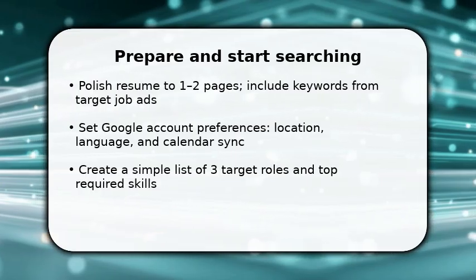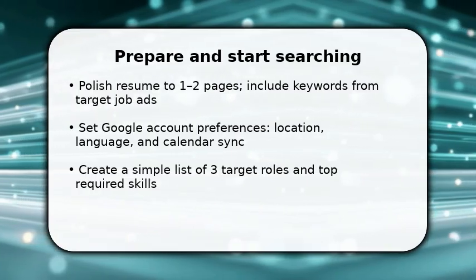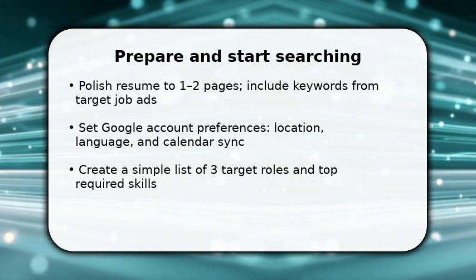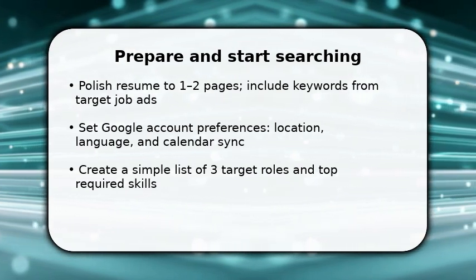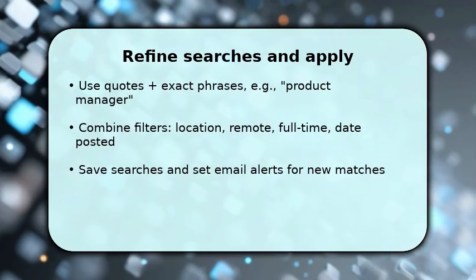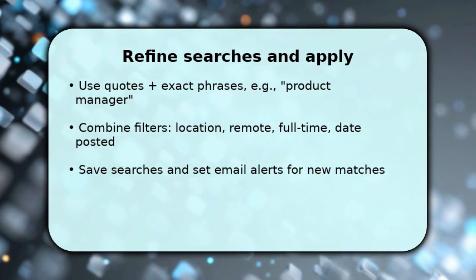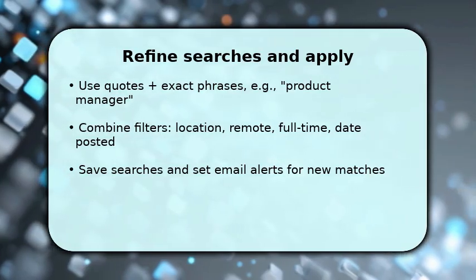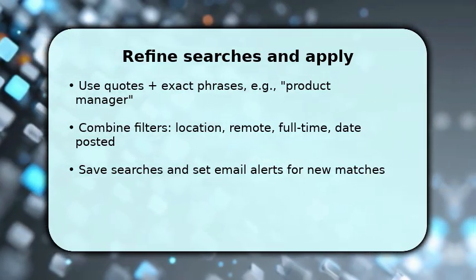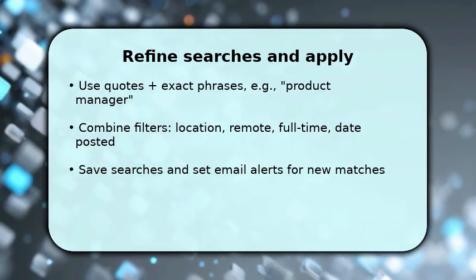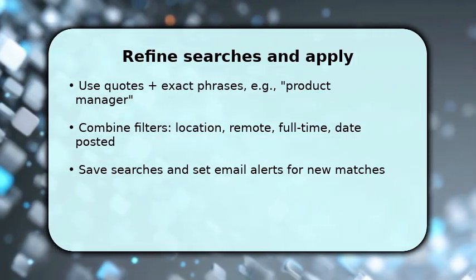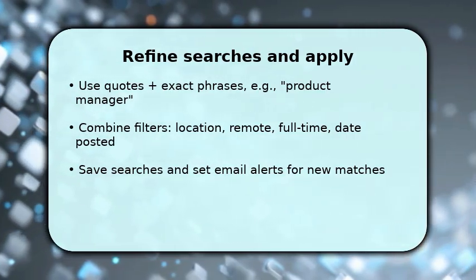Then open Google Jobs or search directly with role plus city. Immediately filter by date and type to see active, timely opportunities. You now refine and act on results. Use quotes for exact titles and add plus to require terms, for example, product manager plus analytics. Once refined, apply filters for remote, full-time, or date posted to focus on current openings.